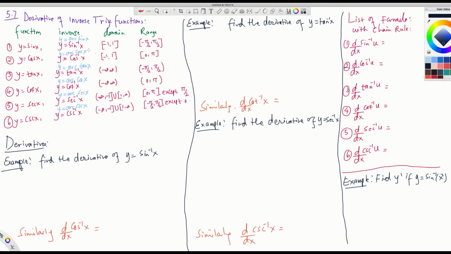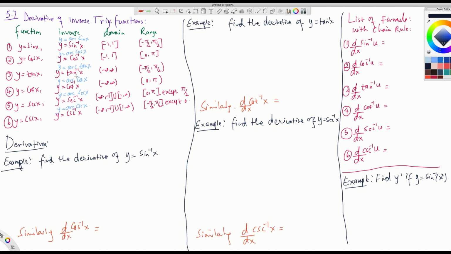The domain, the values of x, for sine inverse x is -1 through 1, and the range, the value of y, is -π/2 to +π/2, including those. Similarly, for cosine inverse, the domain is -1 through 1, and the value of y will be 0 through π, including the boundaries.